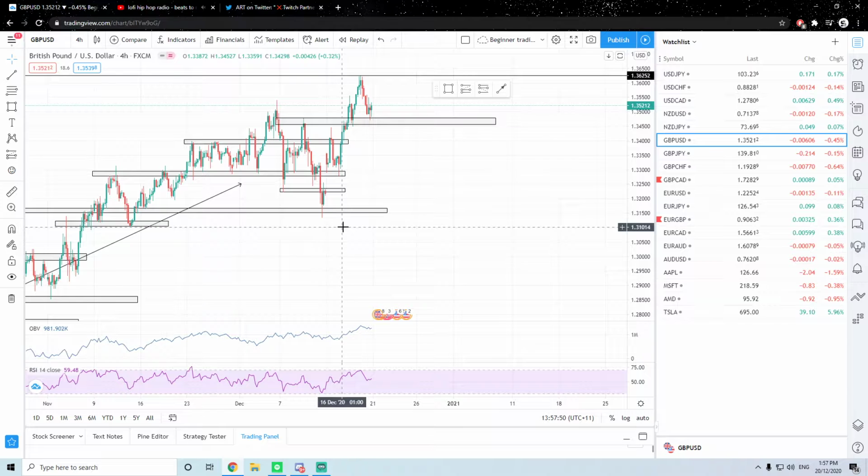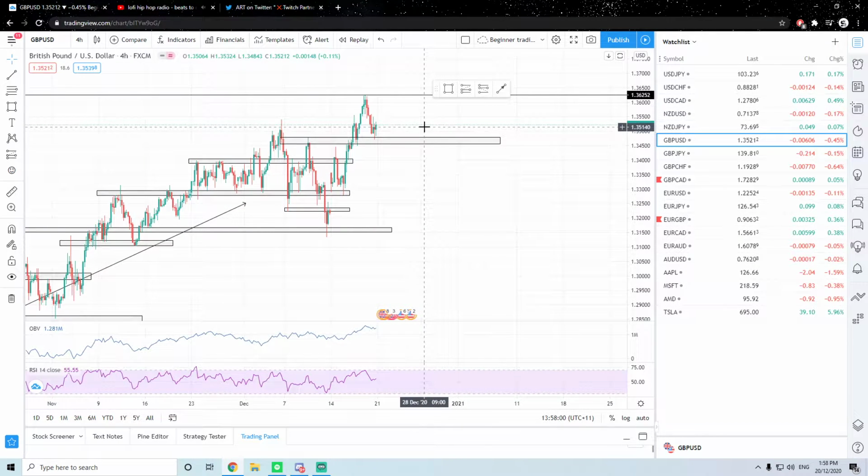We can see that this market here did actually open up on a big gap, so possibly I'm expecting the market to correct heading into this week and hopefully start dropping.